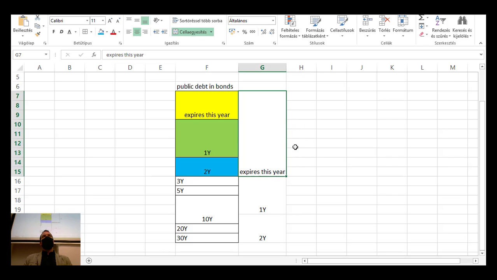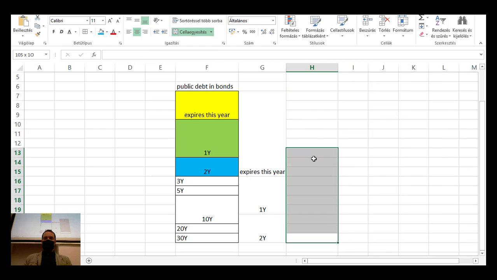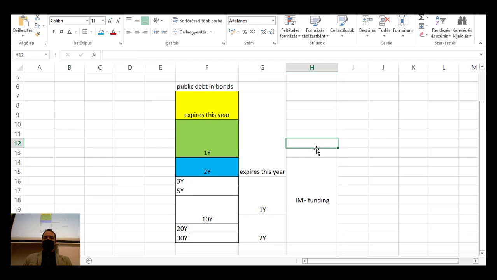Actually, there were cases in Hungary in the early 90s, when we were still changing the whole institutional background to a market economy. So mostly we were funded by the IMF. So usually the public debt looked like this, and something like this was the IMF funding. Later on we will talk about the IMF and how it works in the last part of the semester, and the rest was short-term bonds.